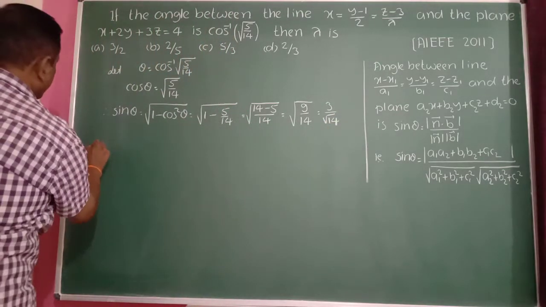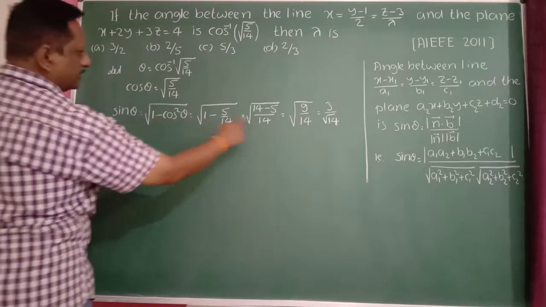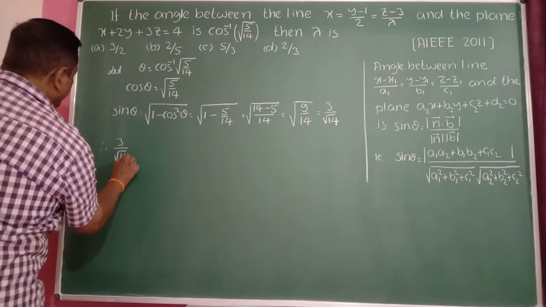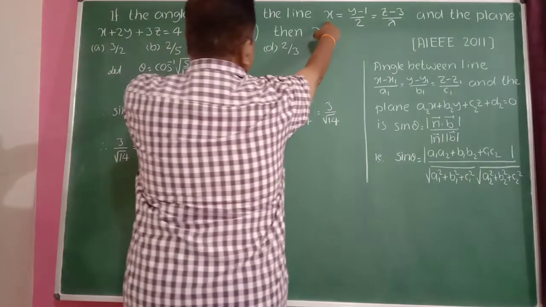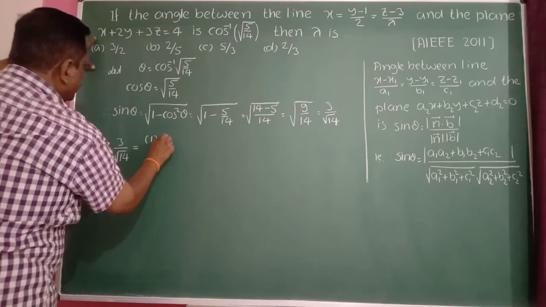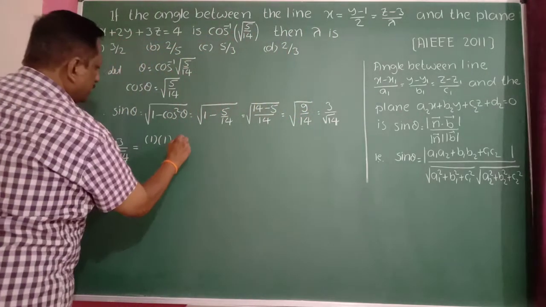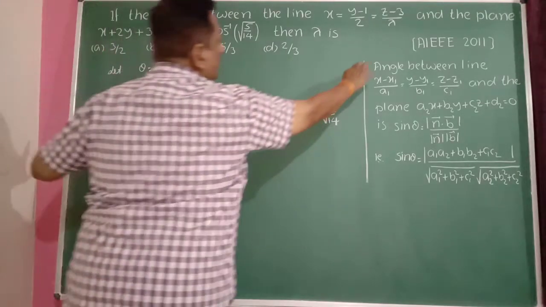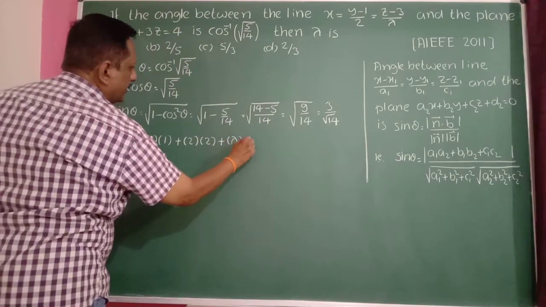Therefore, using this formula, sin theta is 3 by root 14 here, 3 divided by root of 14 is equal to the following. The numerator: 1 into 1 plus 2 into 2 plus lambda into 3. So 1 into 1 plus 2 into 2 plus lambda into 3.